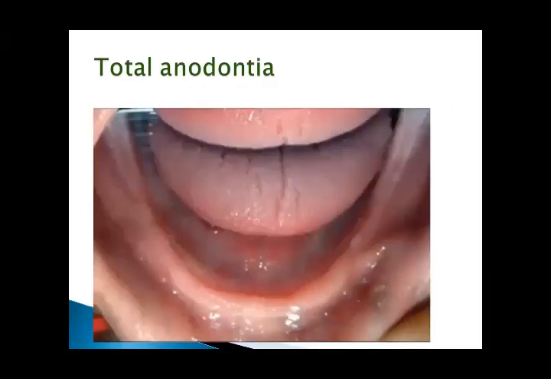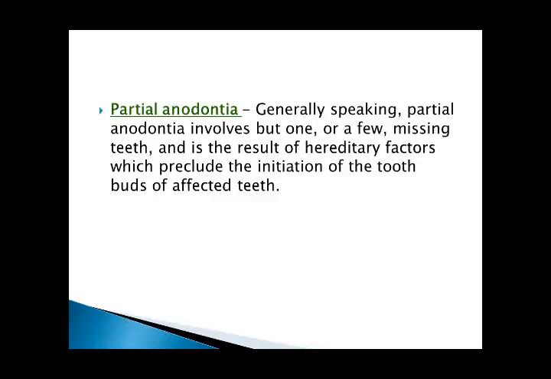Total anodontia, all teeth absent. Partial anodontia. Generally speaking, partial anodontia involves but one or a few missing teeth, and is the result of hereditary factors which preclude the initiation of the tooth buds of affected teeth.